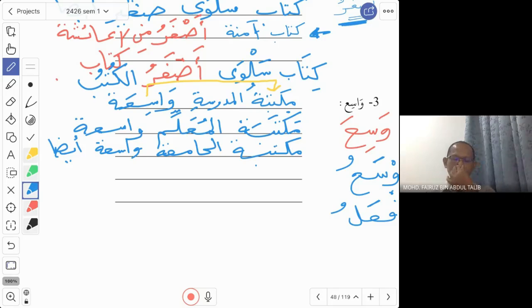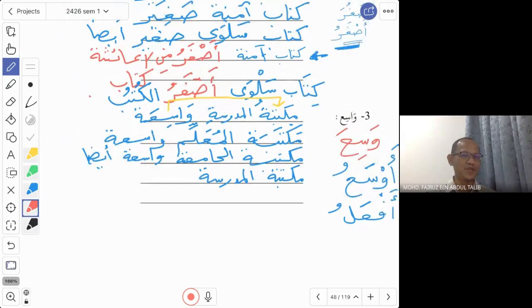So now we compare. We compare between the maktaba of the madrasah and the maktaba of the muallim. Now, whose maktaba is awsa, is wider or bigger? Madrasah. Okay, so you can say maktabatul madrasah is bigger than... Wasi'. Wasi' is the normal form. We have not changed to the comparative form. Change to isim tafdil.